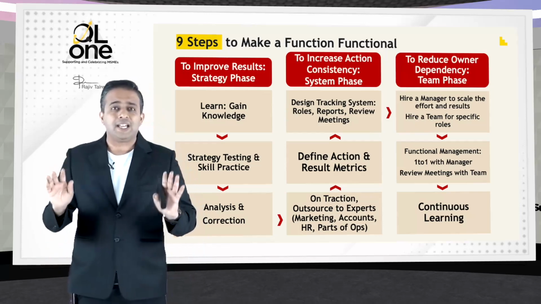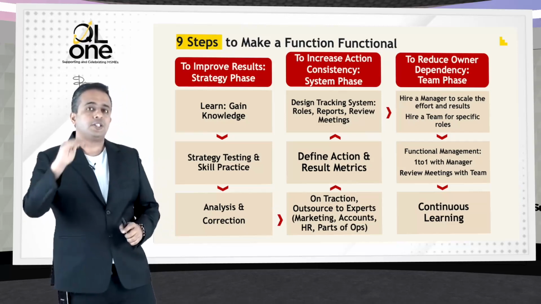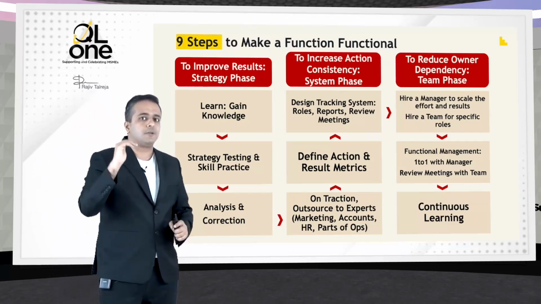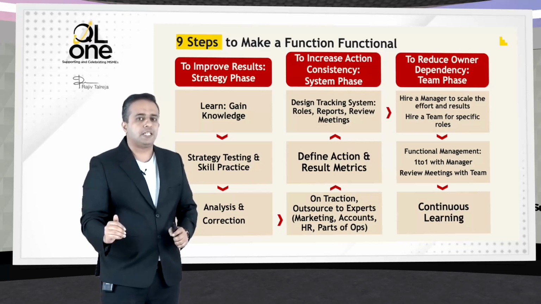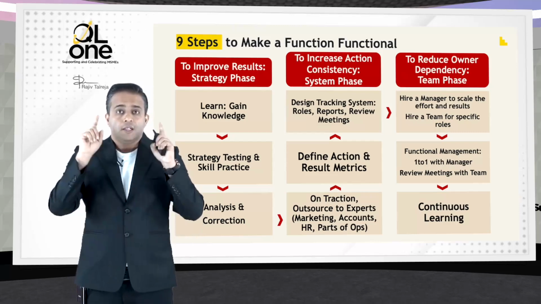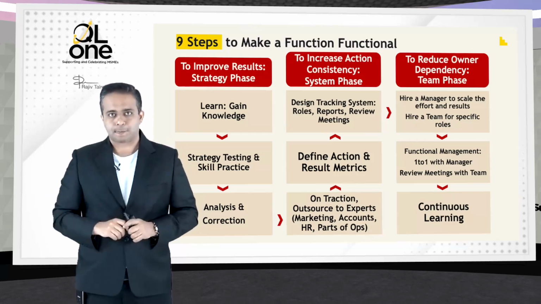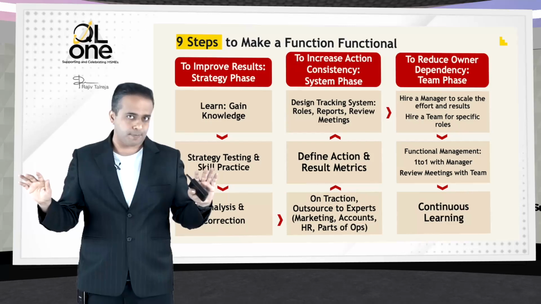It eventually takes 3 to 5 years of focus to make sure all the 7 functions have clear strategy, clear system and clear team, so owner dependency is low, action consistency is high and result and efficiency is high. 3 to 5 years. That's the game you got to play with focus. There are no 1-year wonders in business.